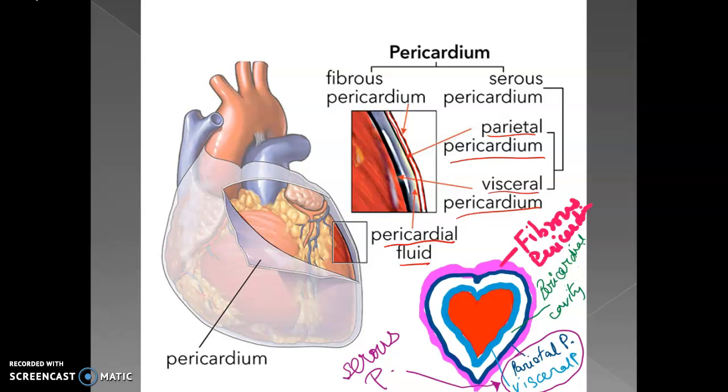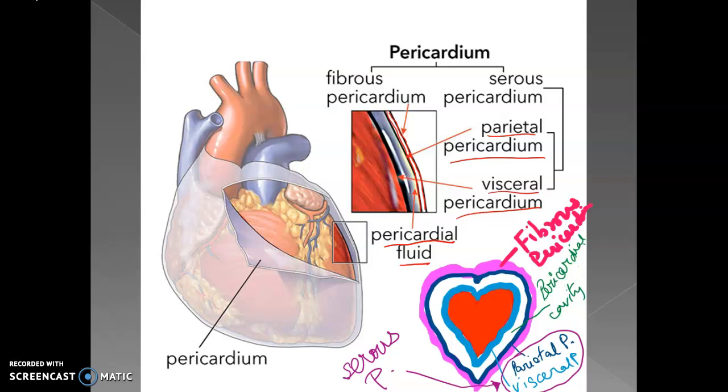Then next to it, there is another dark blue layer, that's parietal pericardium. And if you look between the light blue visceral pericardium and the dark blue parietal pericardium, there is a space. That space, the white space, is called pericardial cavity, which is filled with pericardial fluid, which is essentially a serous fluid. And the parietal pericardium and the visceral pericardium, or the light blue and the dark blue layers together, form the serous pericardium. Okay.